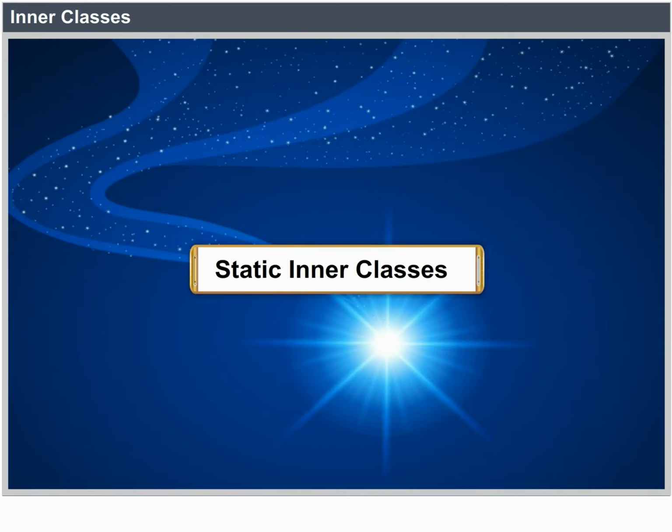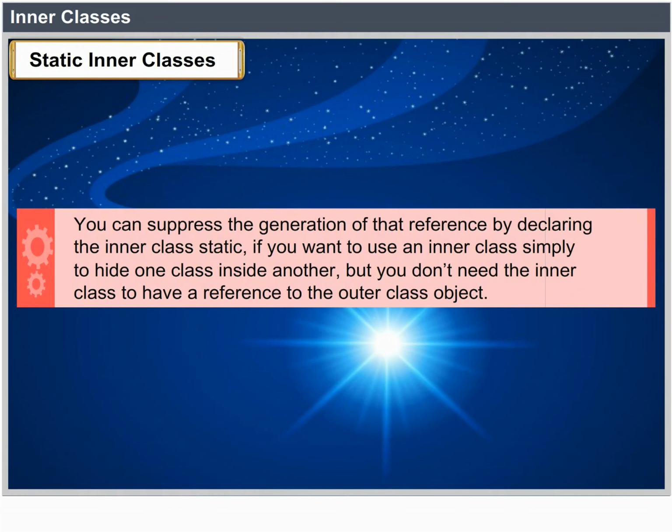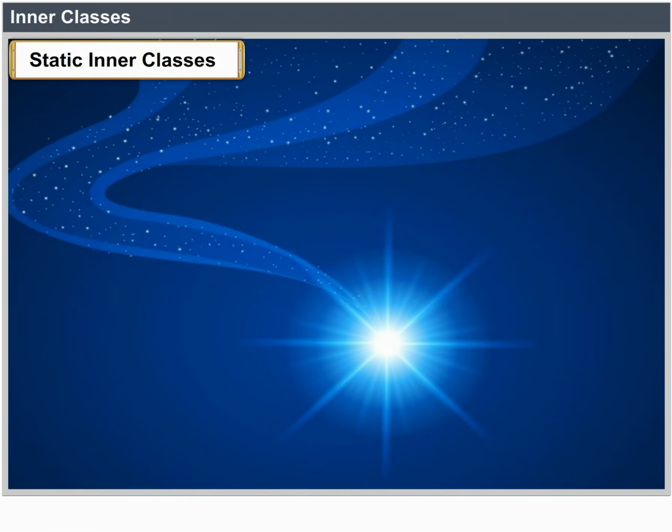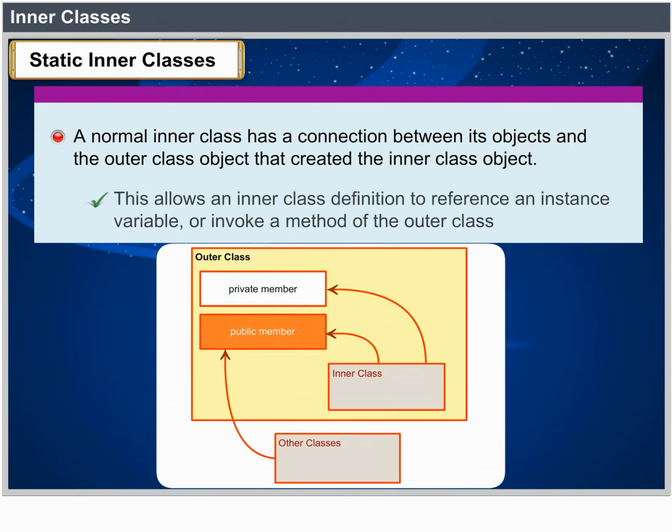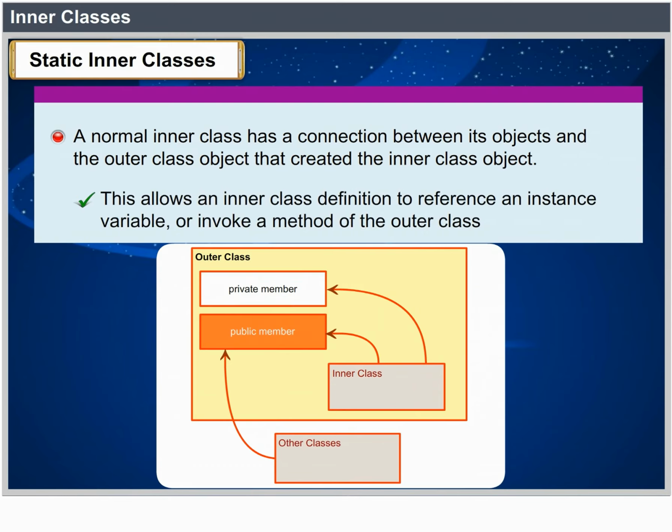Static inner classes. You can suppress the generation of that reference by declaring the inner class static. If you want to use an inner class simply to hide one class inside another, but you don't need the inner class to have a reference to the outer class object. A normal inner class has a connection between its objects and the outer class object that created the inner class object. This allows an inner class definition to reference an instance variable or invoke a method of the outer class.